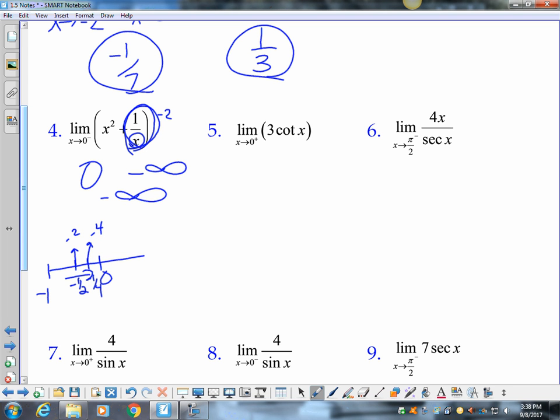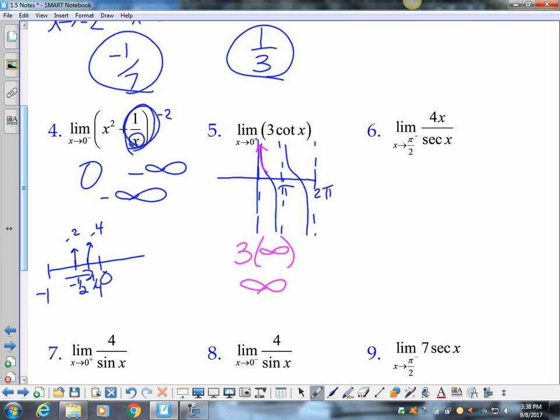Number 5, if I do cotangent. So cotangent is the nice one. But it wiggles down. Okay, I'm headed to 0 from the right. So where am I going? I'm headed up to infinity. So 3 times infinity is infinity.